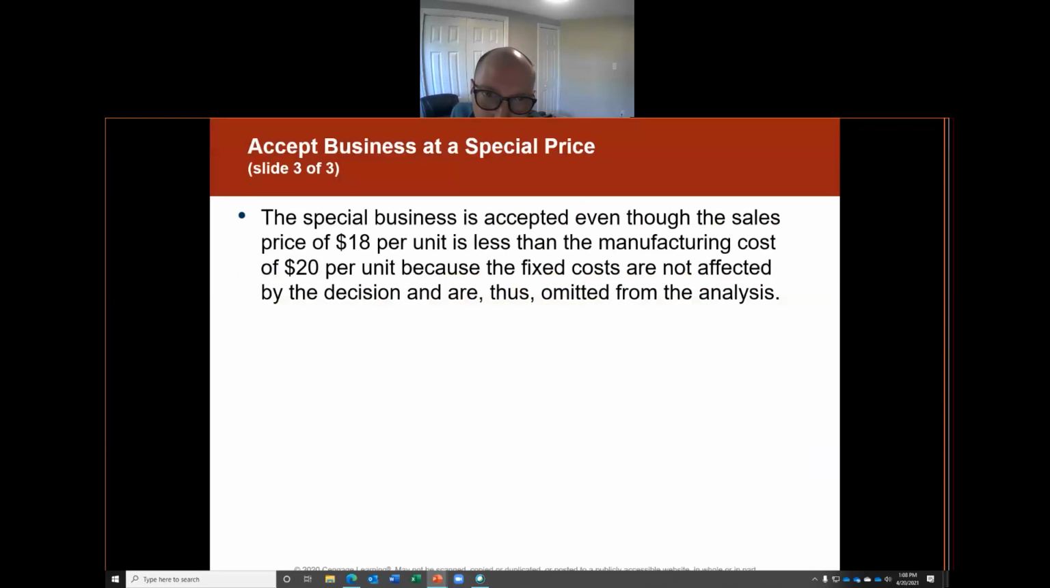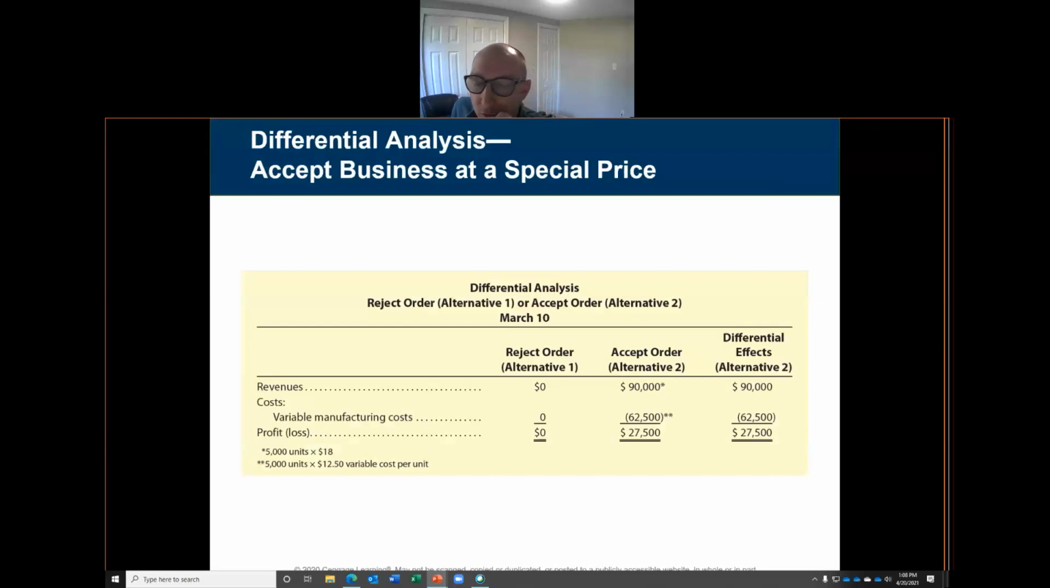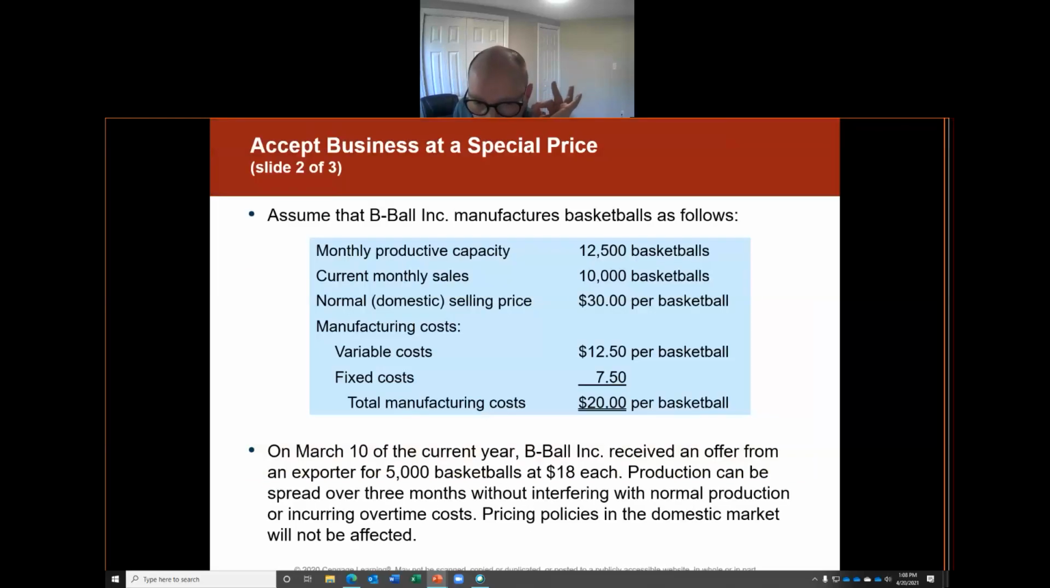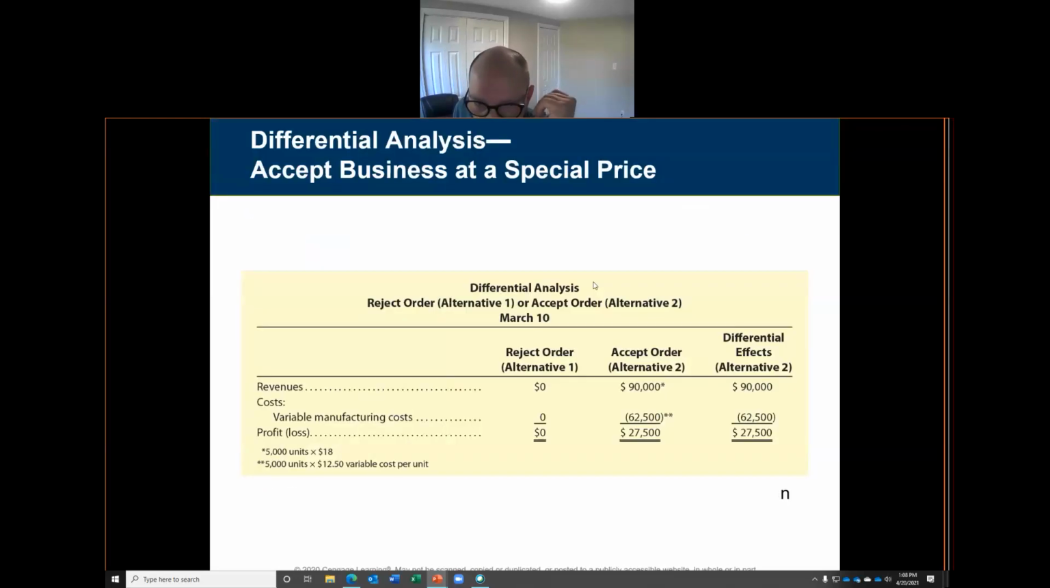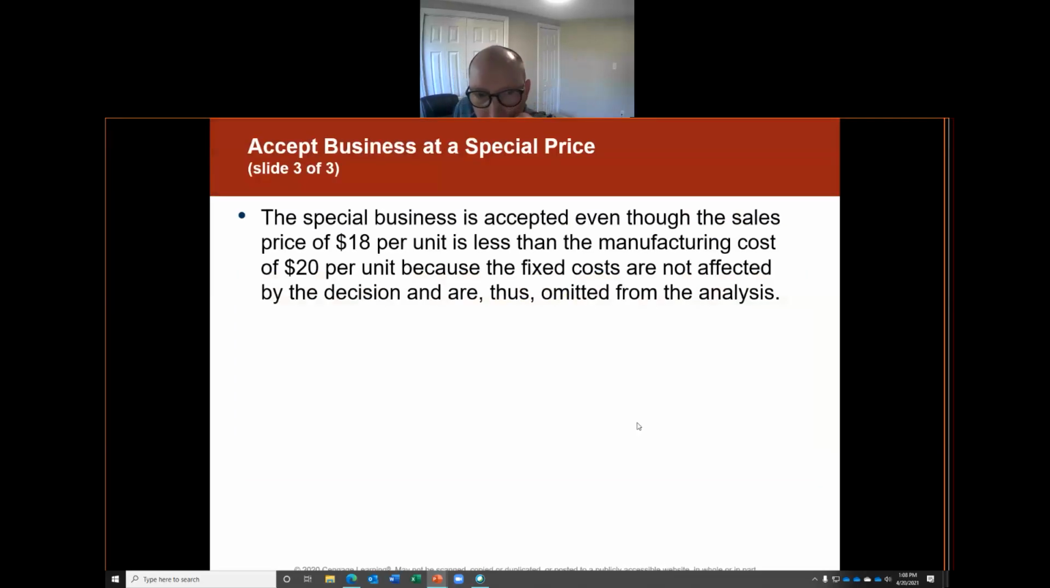Now, the thing that we don't see taken into consideration is the fixed cost. The fixed cost is not being taken into consideration. We omit it from the analysis, because we would have to pay that fixed cost regardless. Remember, this is a special order. I'm not at capacity yet, so I can definitely make that process change. So I would accept this alternative.